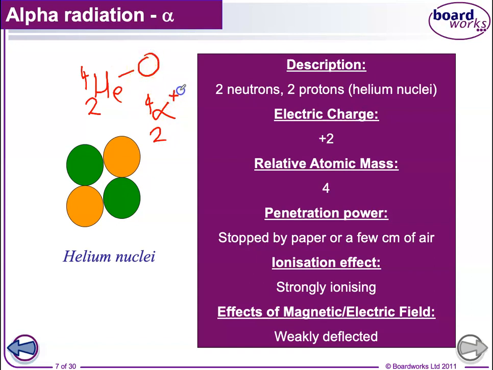Alpha has a charge of +2. So therefore, alpha has a charge of +2, and a relative mass of 4. We've already discussed its penetrating ability and its ionizing ability.